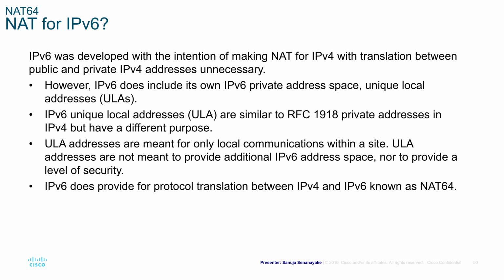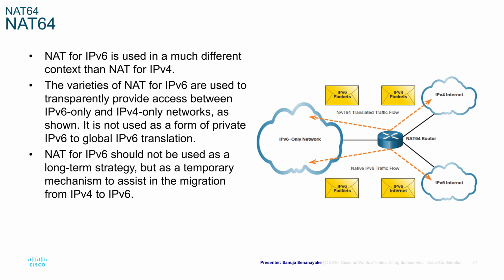IPv6 does provide for protocol translation between IPv4 and IPv6, known as NAT64. So that's another thing that you should remember. NAT64, NAT for IPv6, is used in a much different context than NAT for IPv4. So most of what I have covered about NAT in IPv4 does not apply to NAT64. NAT for IPv4, also known as NAT in general, does not behave the same way as NAT64, which is a part of IPv6.